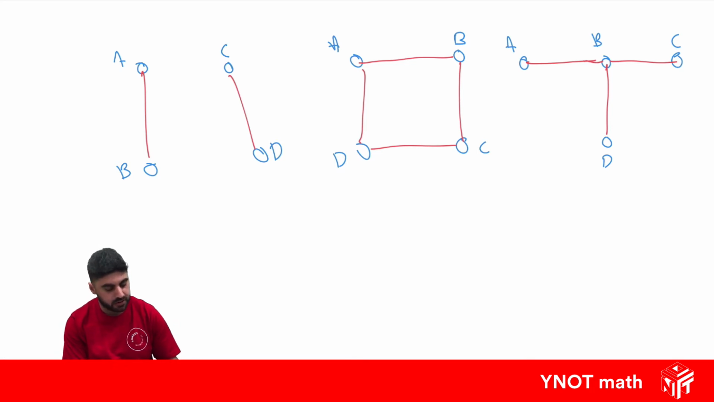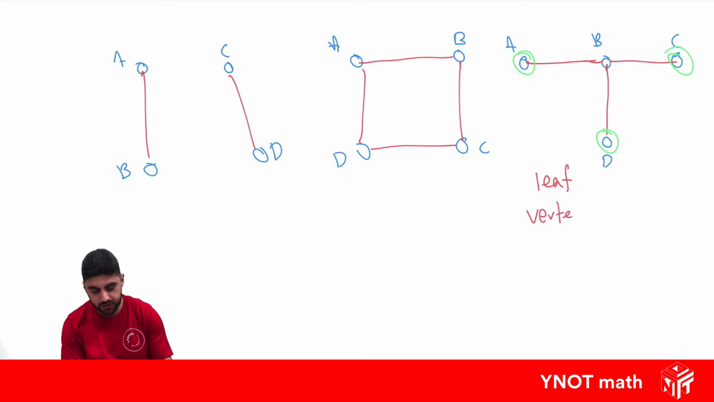In that tree in particular, this vertex, and this vertex we call leaves. And a leaf in a tree is a vertex with degree only 1. All those have a degree of 1 because there's only one edge coming out of that vertex. This vertex here has degree of 3, so it's not a leaf.